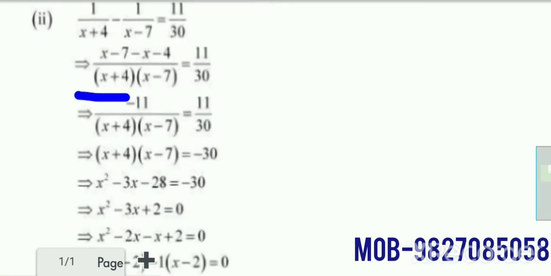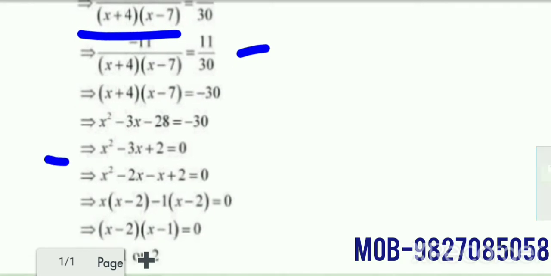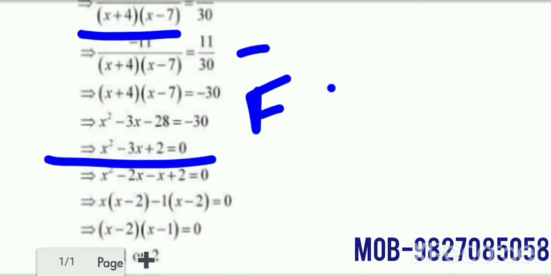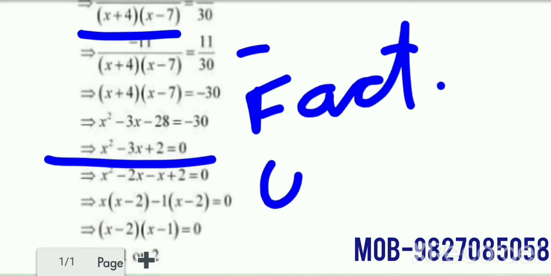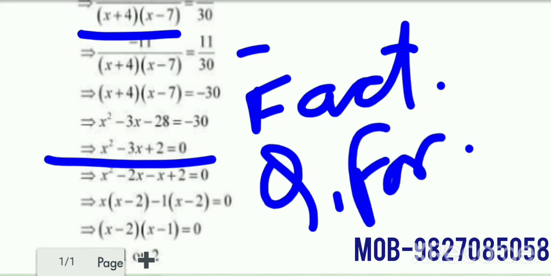Firstly we have to take LCM, and solving by cross multiplication method we got a quadratic equation. Here we can use factorization method, either quadratic formula. Okay.